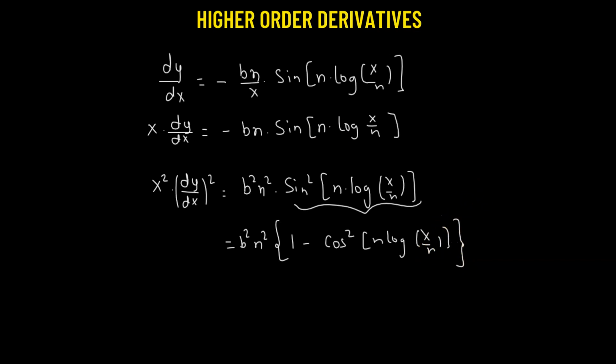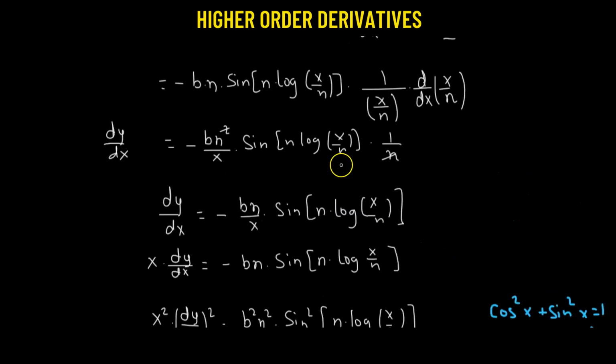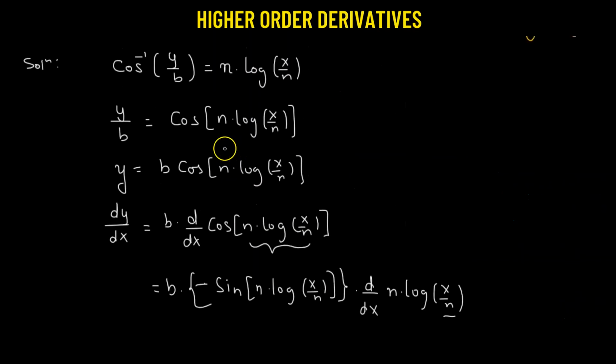So here we have used the identity that cosine squared x plus sine squared x equals 1. So we can express sine squared x as 1 minus cosine squared x. The only reason we have done this is because we can now replace this value with y. We have already found out the expression for y.